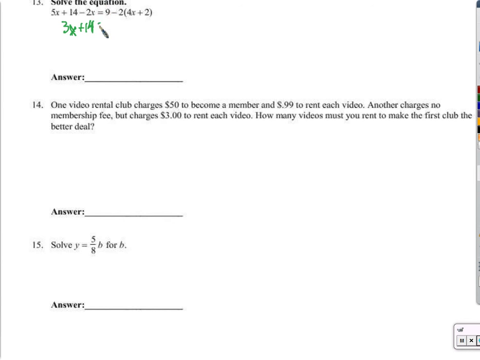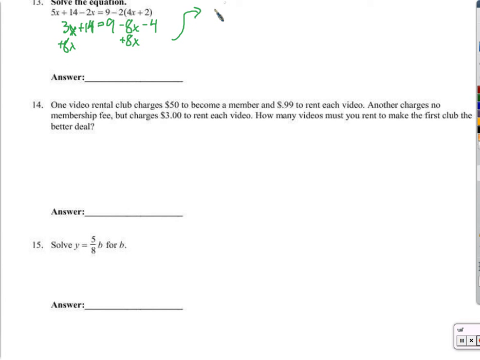Thought the 9 was over here, but it's on the right side of the equation. So we got 9. Negative 2 times 4x is negative 8x. Negative 2 times positive 2 is negative 4. Now we have variables on both sides. We would like to not have variables on both sides, instead have variables on only one side. So I'm going to add 8x to this side. Negative 8x plus 8x is 0.